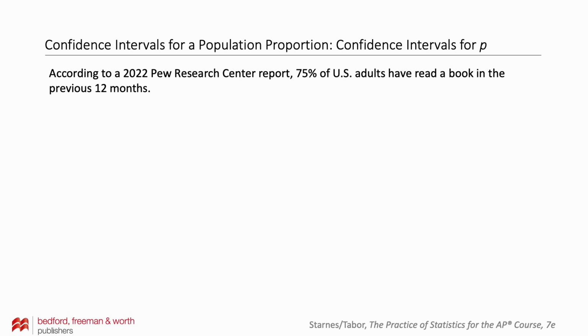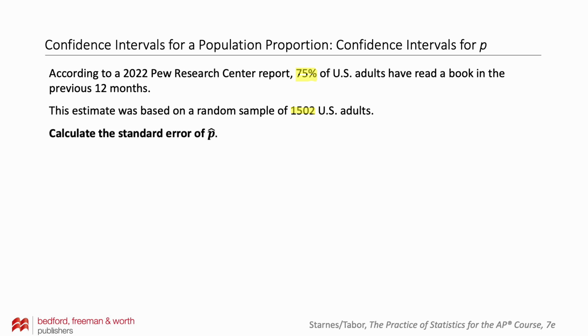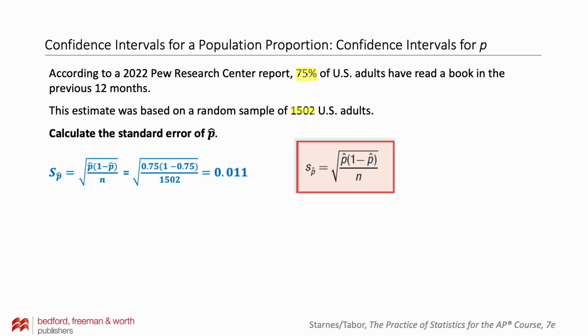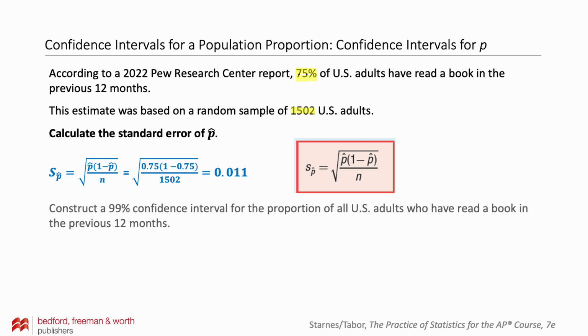Now we need to calculate our standard error of p hat since we do not have the true population proportion. So we need to make sure that we understand that this 75% is our sample proportion, our statistic, and our sample size is 1,502. Now we'll use that information to calculate our standard error of p hat, which we have our formula and we substitute our value and we get the standard error to be 0.011.